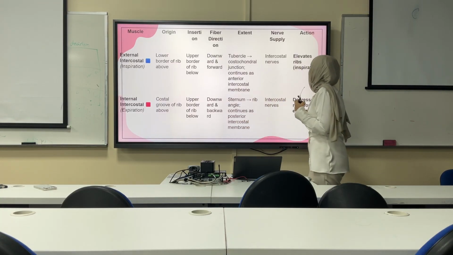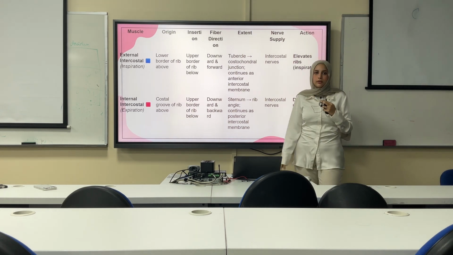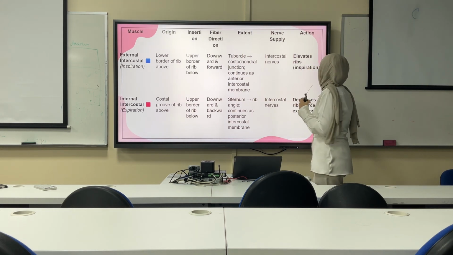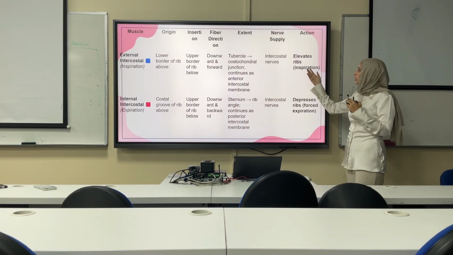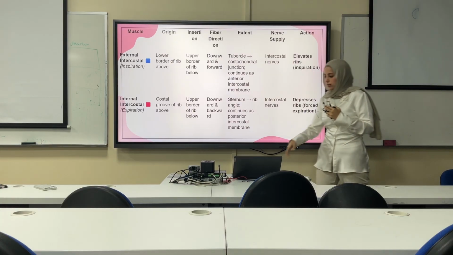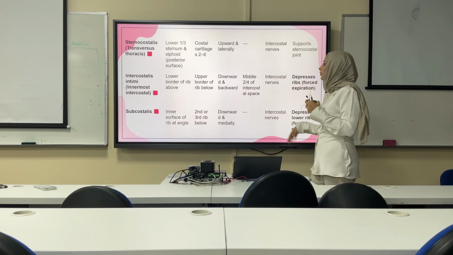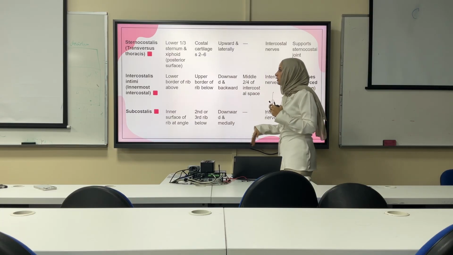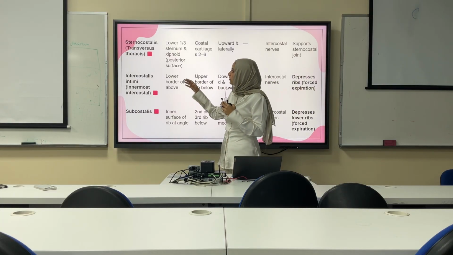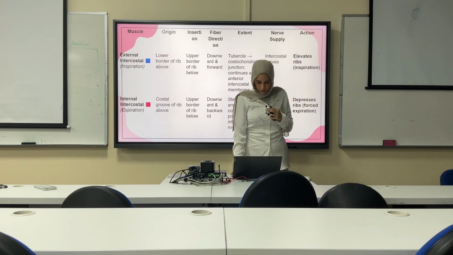Okay. Nerve supply: they're all supplied by the intercostal nerves. And then the actions, see here, it elevates the ribs, here it depresses the ribs. Now for these three, we have first the sternocostalis, subcostalis, transversus thoracis. I think I have a picture.